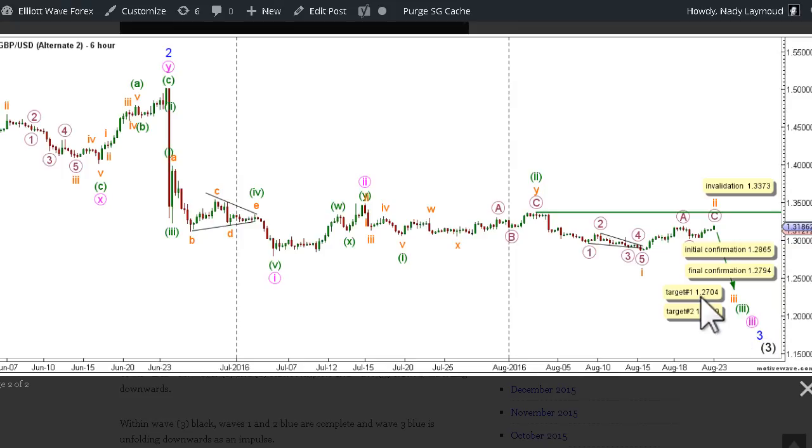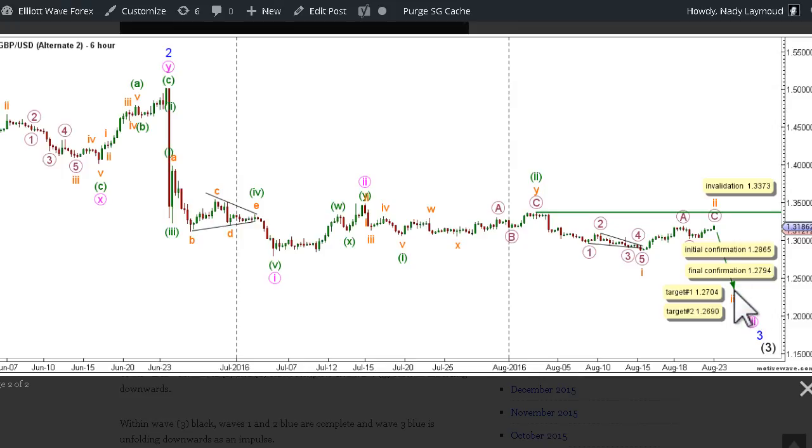The first target is at 1.2704, as at that level wave 3 green would reach 1.618 the length of wave 1 green. The second target is at 1.2690, as at that level wave 3 orange would reach equality with wave 1 orange. This count's invalidation point is at 1.3373, as wave 2 orange may not retrace more than 100% the length of wave 1 orange. It should be noted that the invalidation point will be moved to the end of wave 2 orange once we have confirmation that wave 3 orange is unfolding downwards.